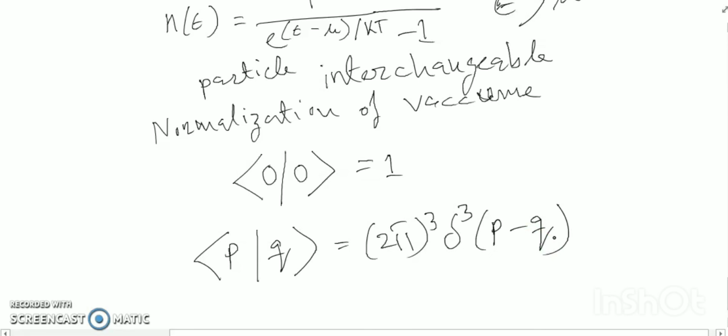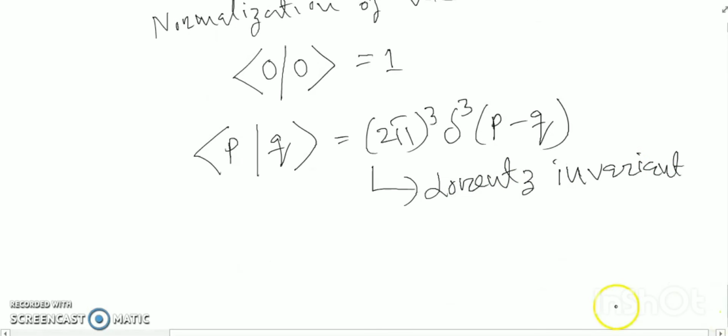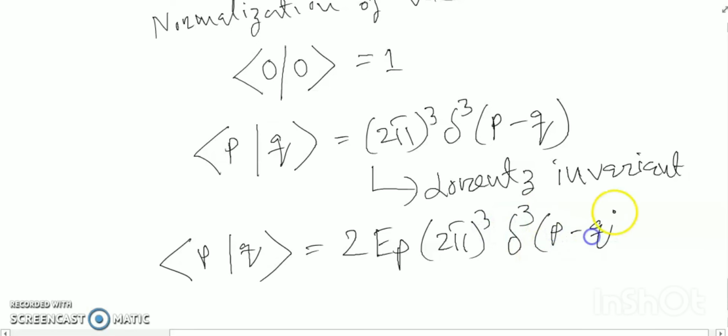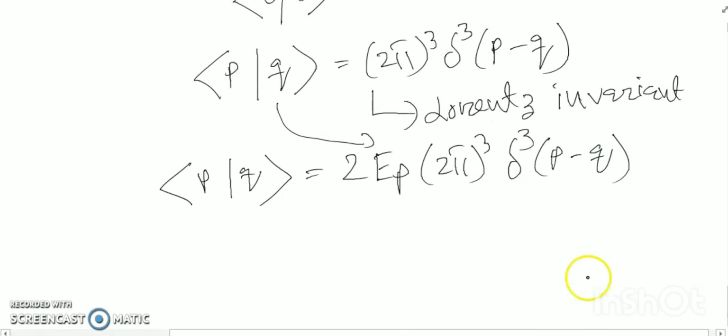This normalization is not Lorentz invariant. So we can write it this way: the inner product of p and q can be written with a factor of 2E_p times (2 pi)^3 delta^3(p minus q), because the value is the delta function of p minus q.